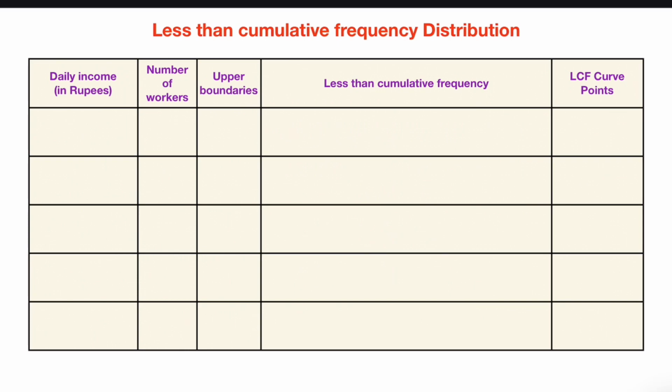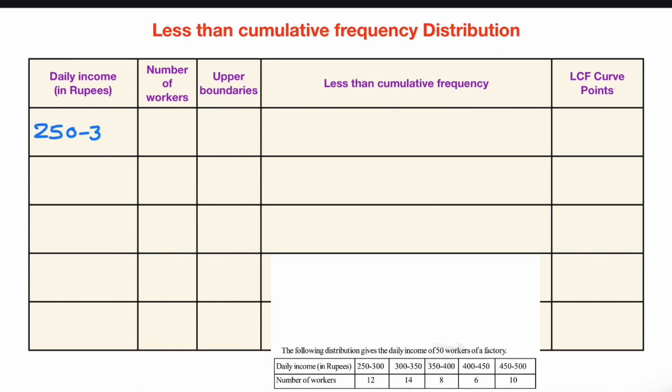First class interval is 250 to 300. Frequency is 12. The upper boundary of this class interval is 300. Less than cumulative frequency means number of observations less than the upper boundary. So less than 300 equals 12. This point is 300 comma 12.